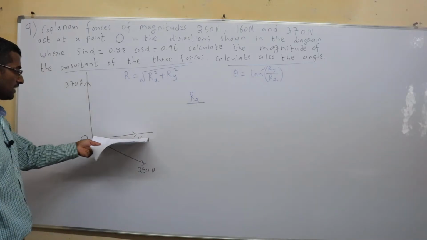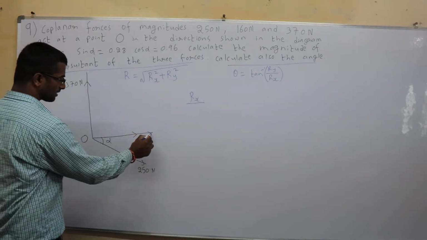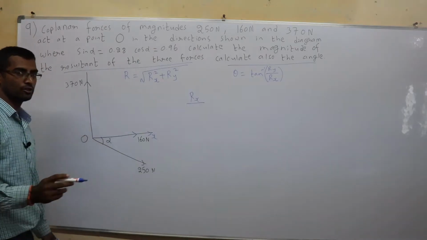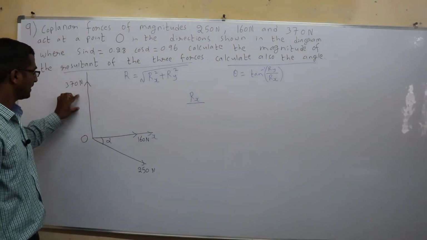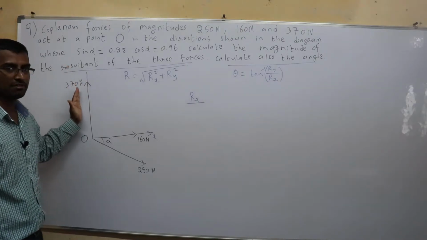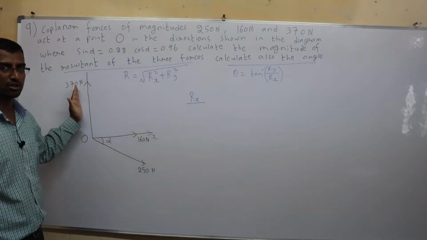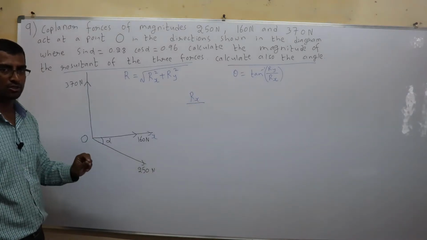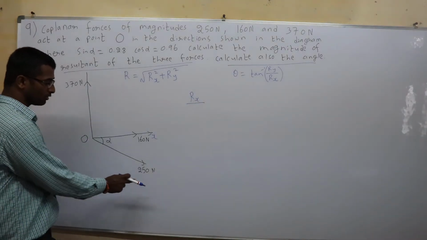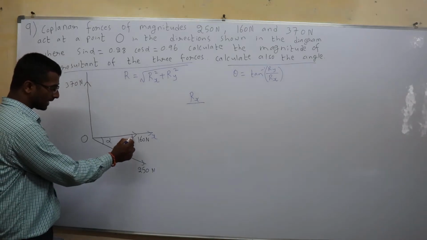See here, 160 is acting in the x-axis. So I don't need to resolve 160. 370 is acting vertically. So even this doesn't need to be resolved. 250 is acting at an angle. So this 250 has to be resolved. How to resolve this 250? I need to form a right angle triangle.